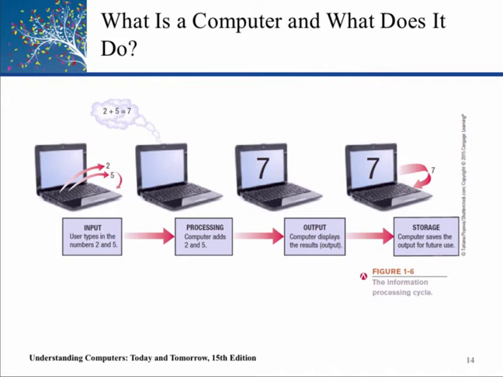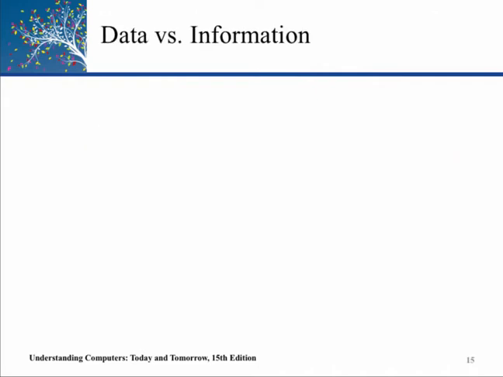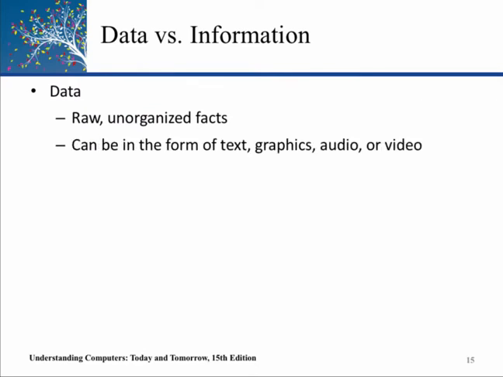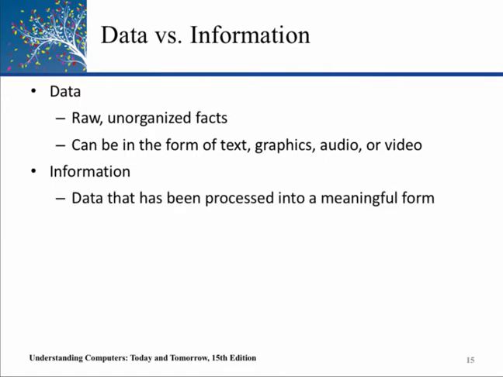So now let's talk about data and information. When you input something into a computer, you're inputting data. It's raw, it's unorganized. It can be text, it can be graphics, it can be audio, it can be video, but this is just random stuff. Now, information is different. Information is data that's been processed into something meaningful.